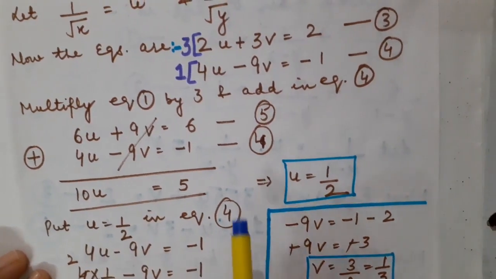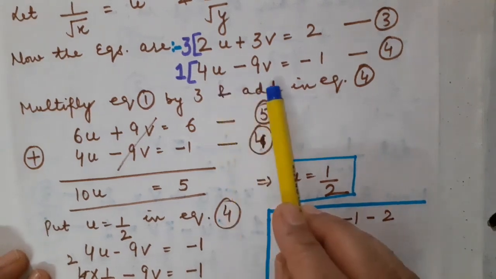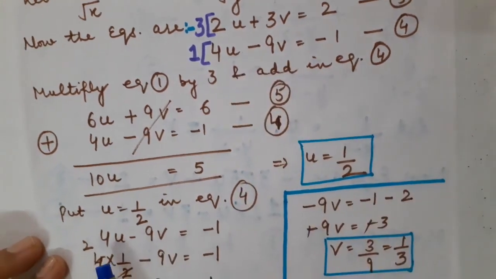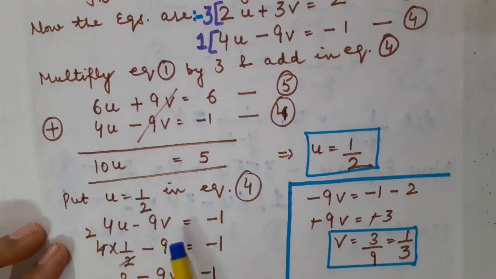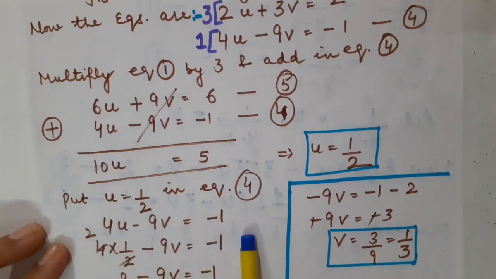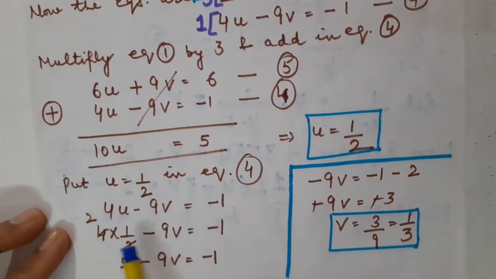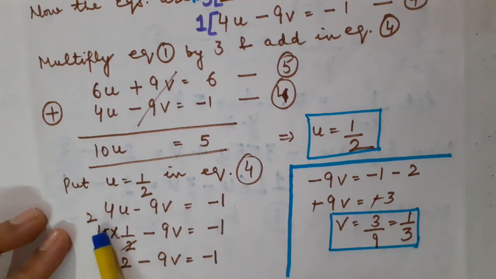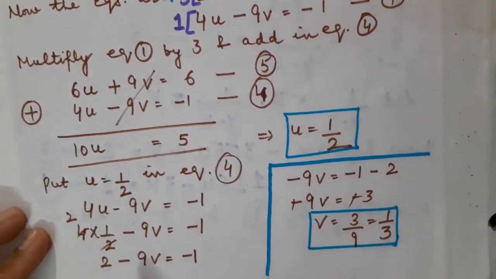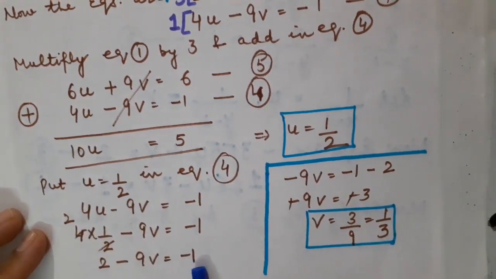What is equation number 4? This is 4u minus 9v is equal to minus 1. So in place of u, I am going to put half. It would become 4 into 1 upon 2 minus 9v is equal to minus 1. Both are going to be cancelled. So this is 2 minus 9v is equal to minus 1.